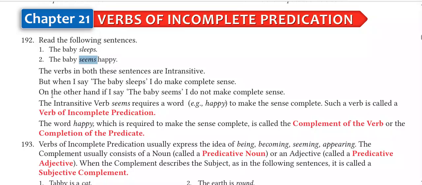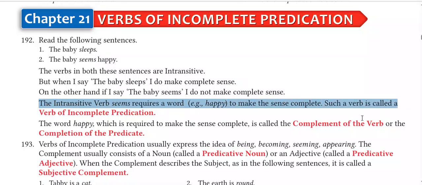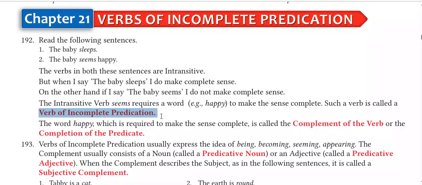So the intransitive verb seems requires a word, happy, to make the complete sense. Such a verb is called a verb of incomplete predication. Incomplete predication means that when an intransitive verb needs something to complete its meaning, it is called a verb of incomplete predication.